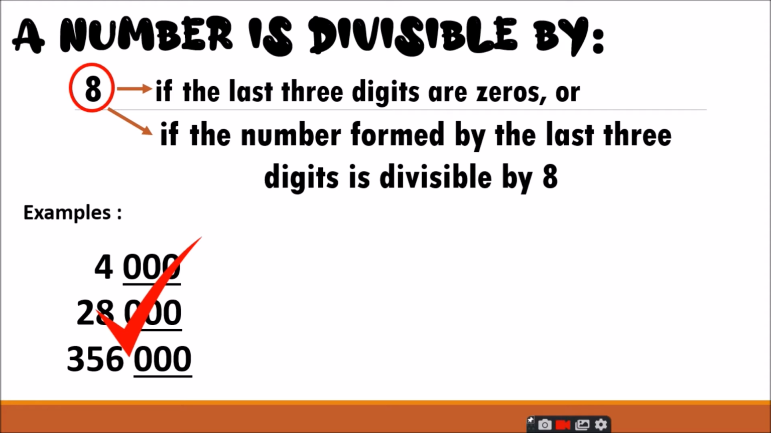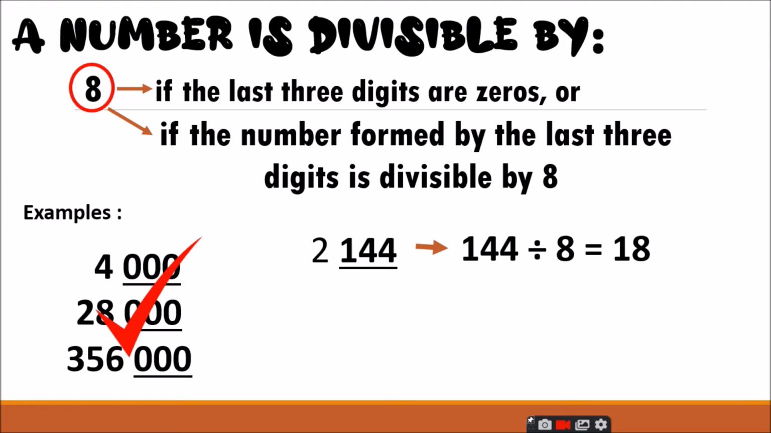Another one is if the number formed by the last three digits is divisible by 8. So 2,144. Now, let's look at the last three digits. Let's find out if 144 is divisible by 8 by dividing 144 divided by 8 is equal to 18. And 18 is a whole number. So we can say that 2,144 is divisible by 8.